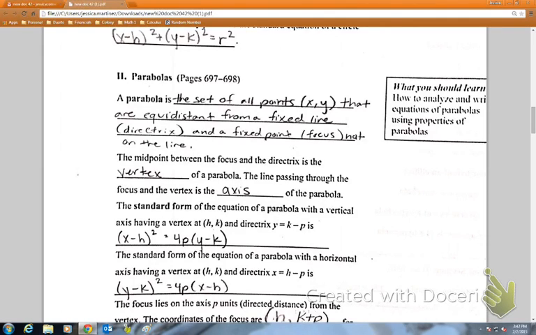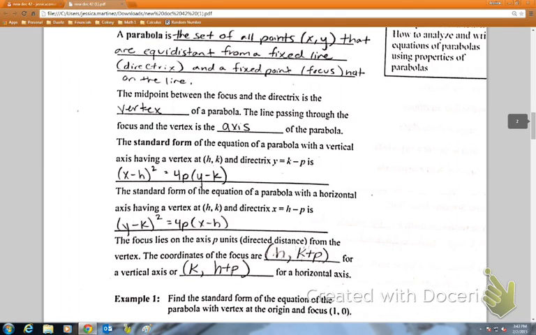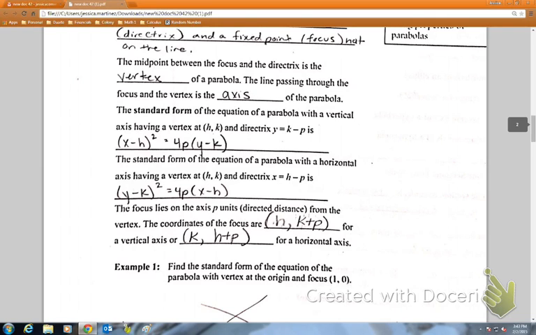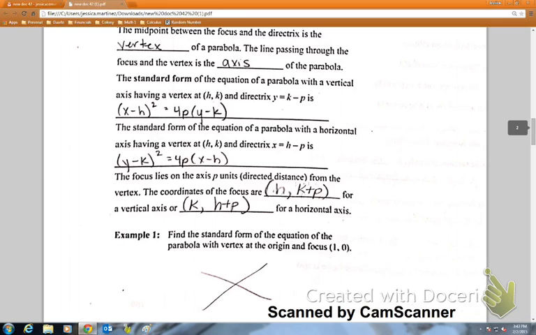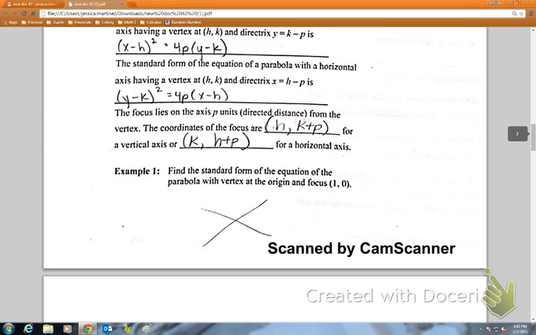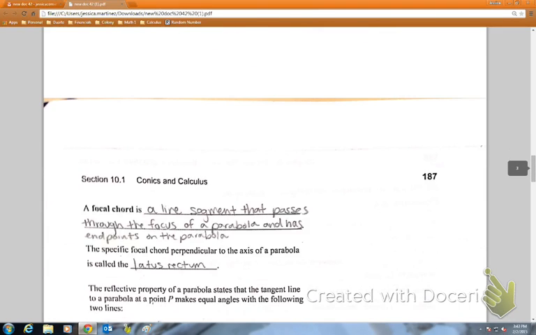And then you can also write the standard form of the equation with a horizontal axis. So it just depends if it's facing up or down or left or right. And the focus lies on the axis p units from the vertex. So the coordinates of the focus are h, k plus p for a vertical axis, or h plus p, k for a horizontal axis. All right, we're going to skip this question really quick and move on to this piece.